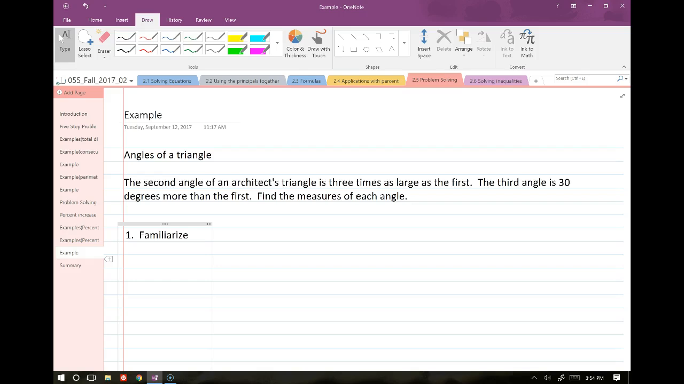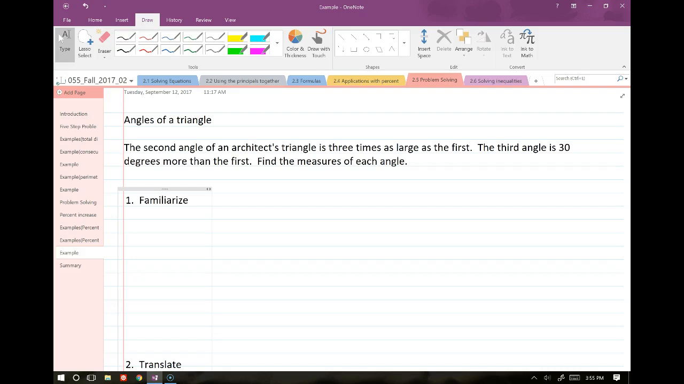All right. The second angle of an architect's triangle is 3 times as large as the first. The third angle is 30 degrees more than the first. Find the measures of each angle. So familiarize ourselves, right? For any triangle, we'll say angle 1, angle 2, and angle 3. Angle 1 plus angle 2 plus angle 3 is equal to 180 degrees. So that's what ties it all together for your triangles.